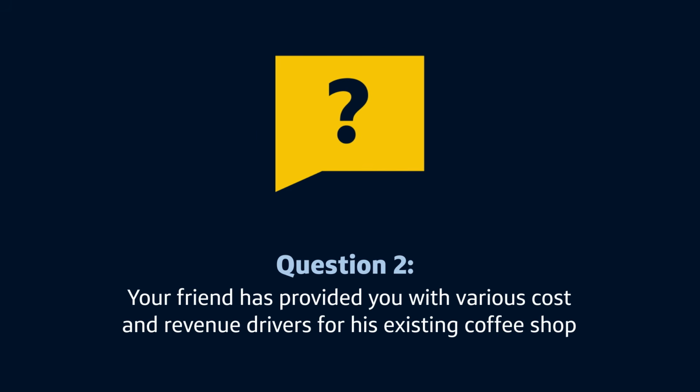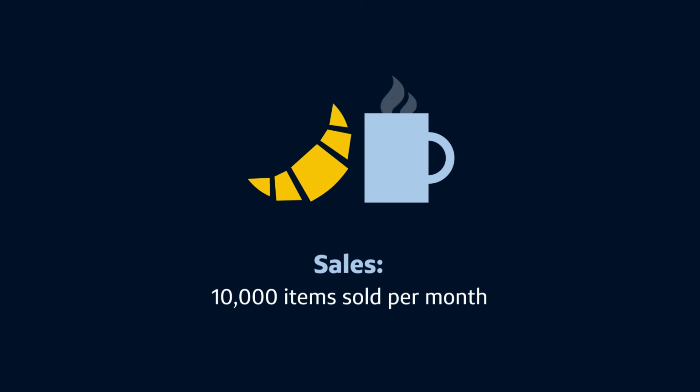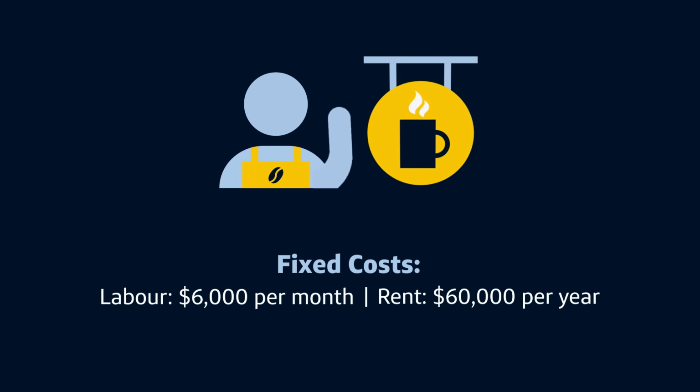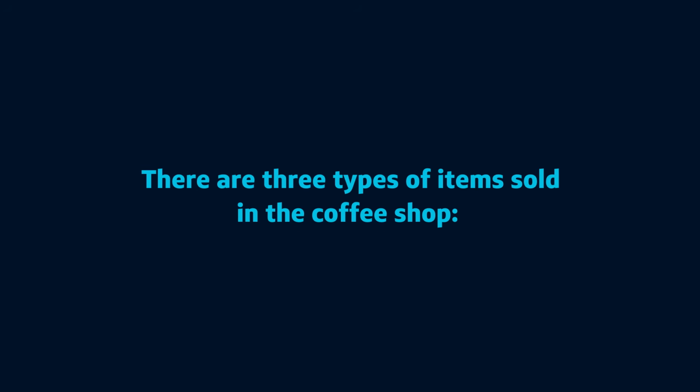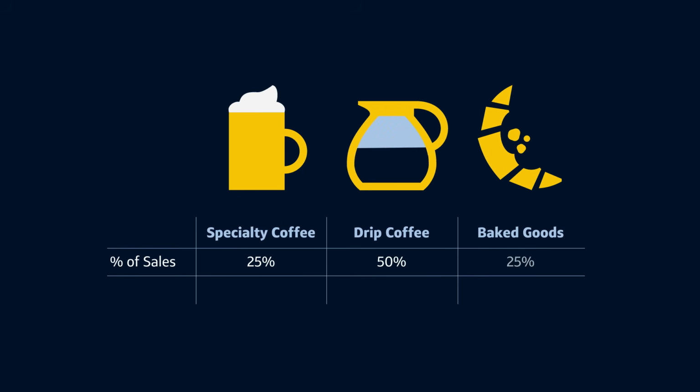Question 2. Your friend has provided you with various cost and revenue drivers for his existing coffee shop. We'll provide you with some of that data now. 10,000 items are sold per month in the shop. Fixed costs include $6,000 per month on labor and $60,000 per year on rent. There are 3 types of items sold in the coffee shop: specialty coffee, drip coffee, and baked goods. We have sales, pricing, and variable cost data for each item. Given this data, what profit can he expect?